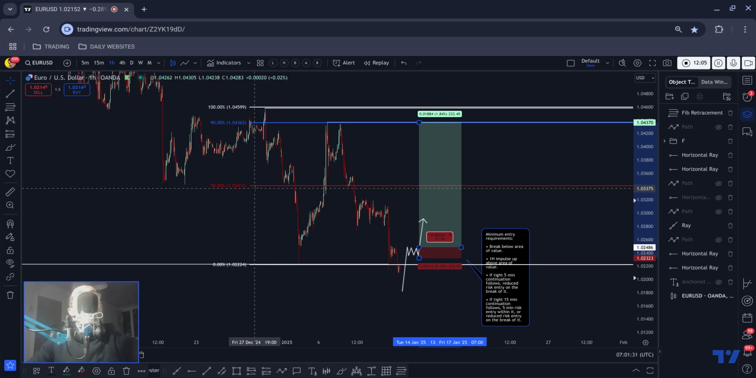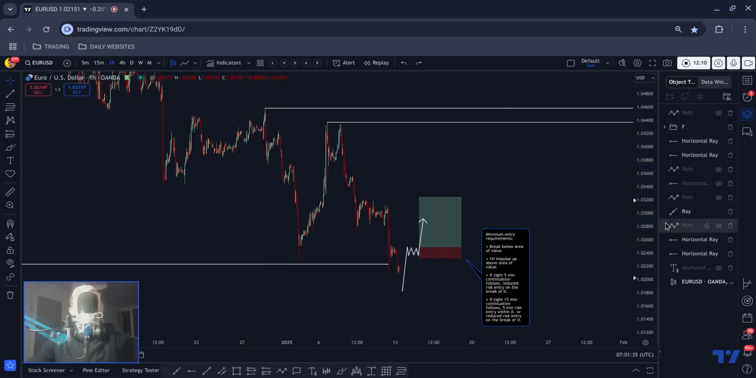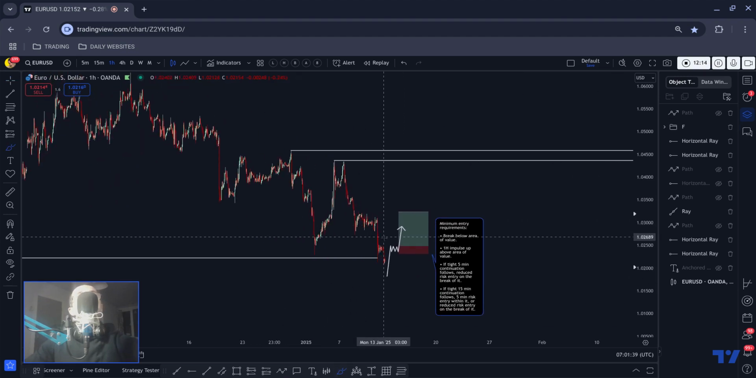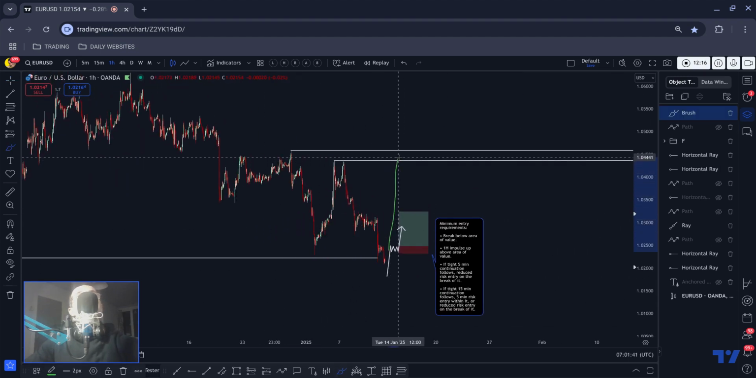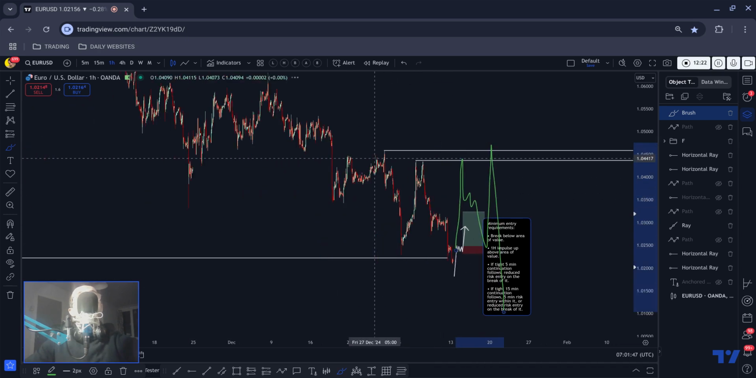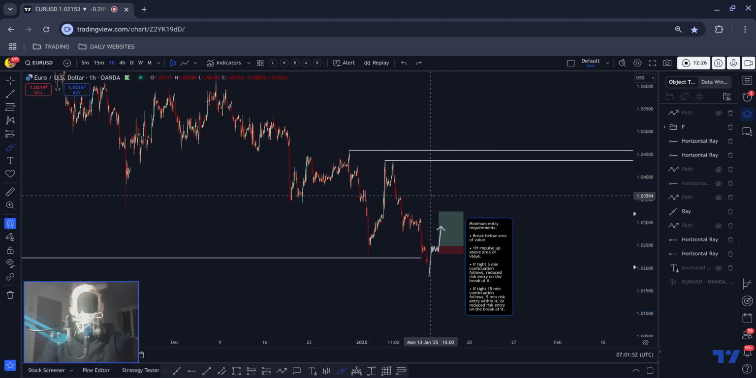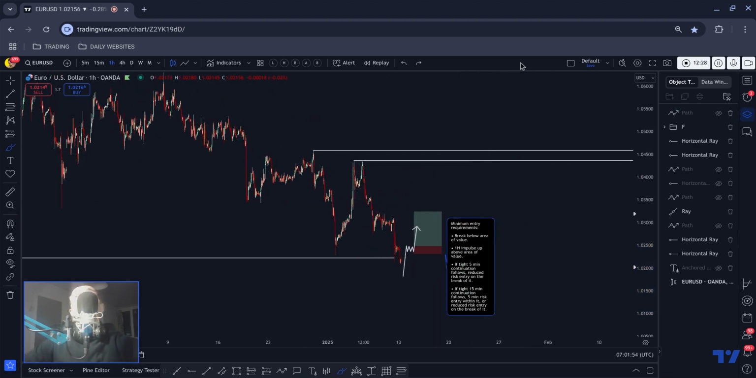So even if this ends up being, let's get that off of the chart, even if this ends up being something like this, where we tap that, we get the near miss, it does something like that, and then this ends up being a bear flag to push lower, okay, you've still capitalized on a decent amount of profit there. So that is Euro Dollar.